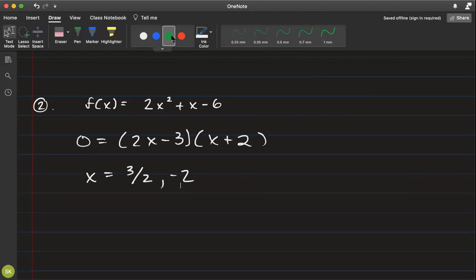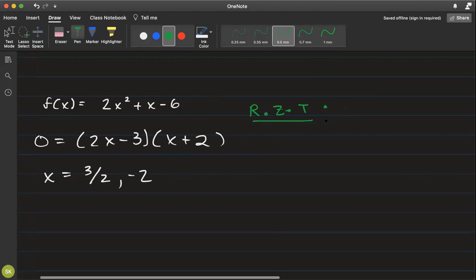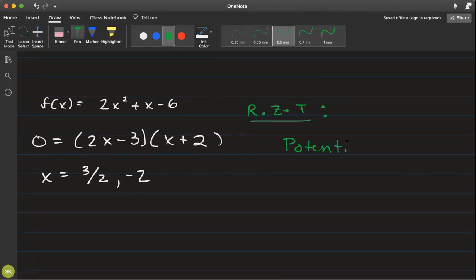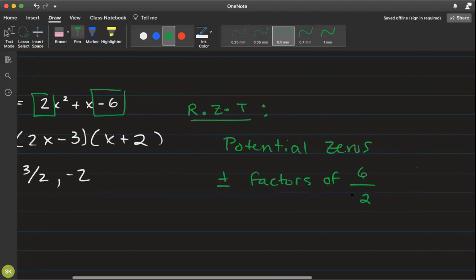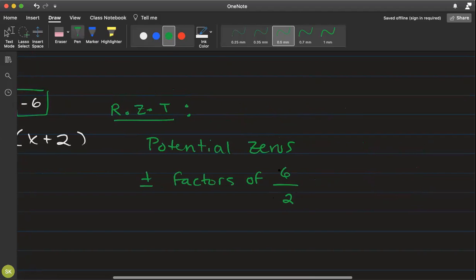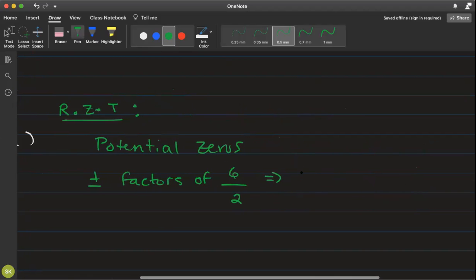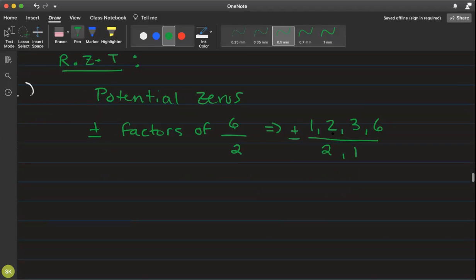Using the rational zeros theorem, my potential factors, or my potential zeros, are plus minus factors of this number, just take the positive of it, 6, over this number, which is 2. Now let's break this. I know right now you probably think, let's just simplify this to 3. That's not what you want to do. The factors will be factors of 6, which are 1, 2, 3, and 6. Factors of 2, which are 2 and 1. I'm going to put a plus minus in the front.